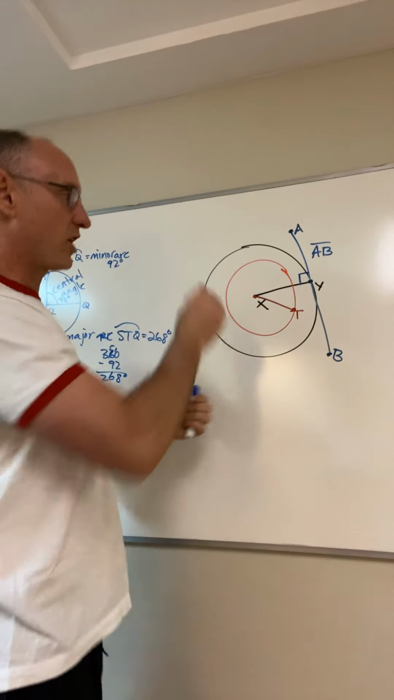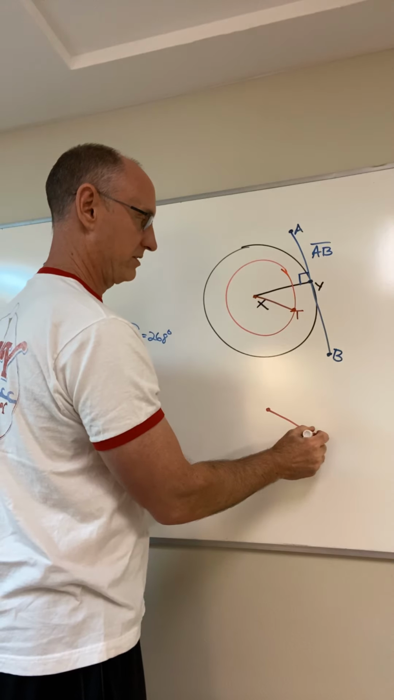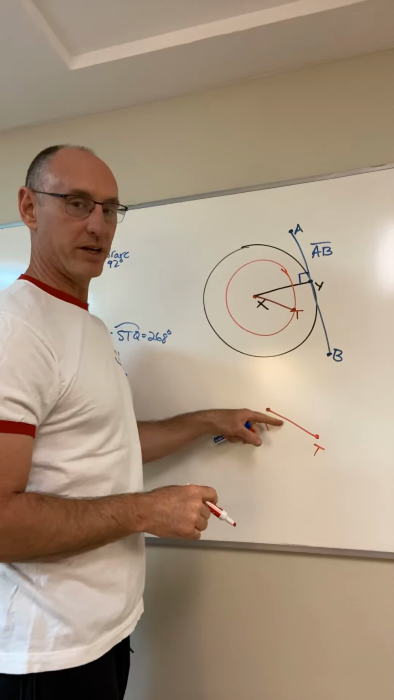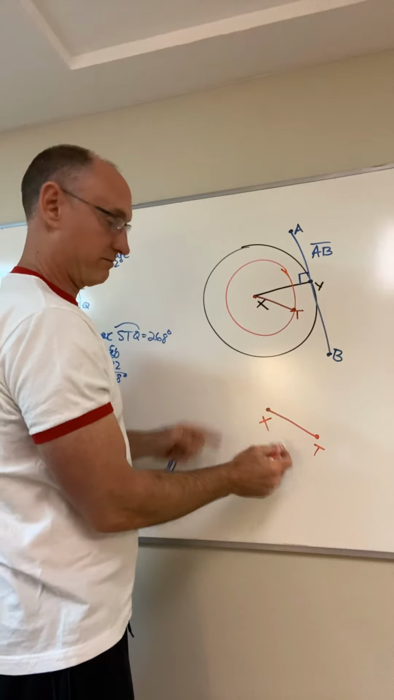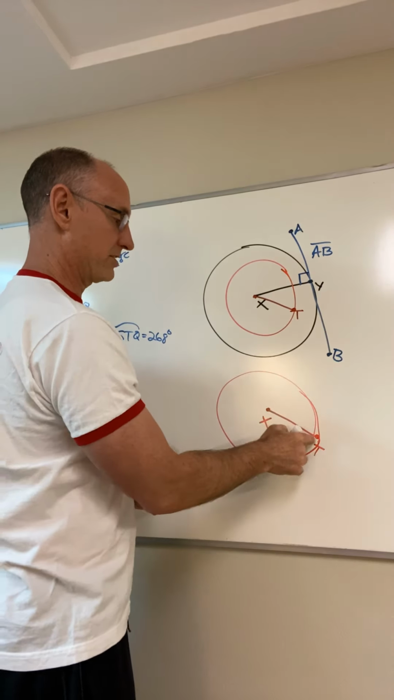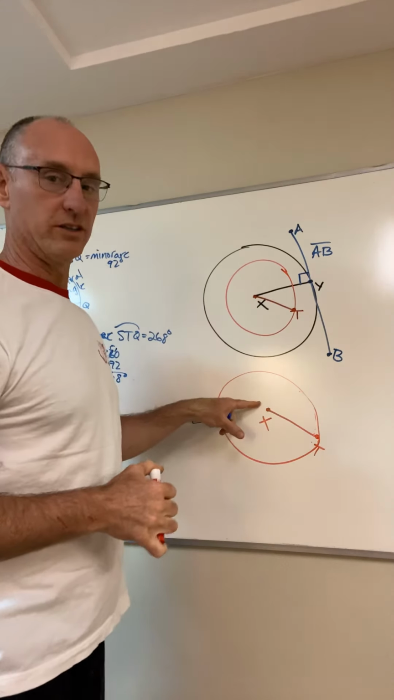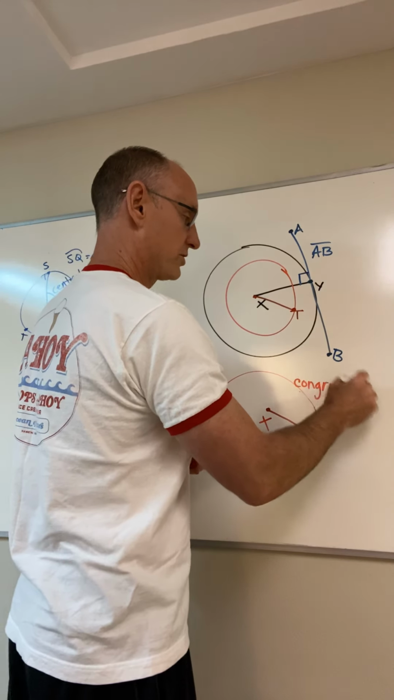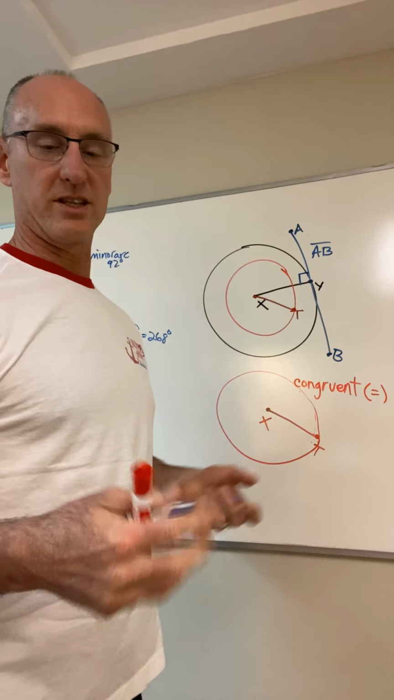And then, if I draw another circle with this same length XT, if I take that line segment, which is the radius, and I copy it, and then I draw another circle like this, then we say that this circle and this circle are called congruent. So congruent in math is just another word that means equal. They're congruent, they're the same, they're equal.